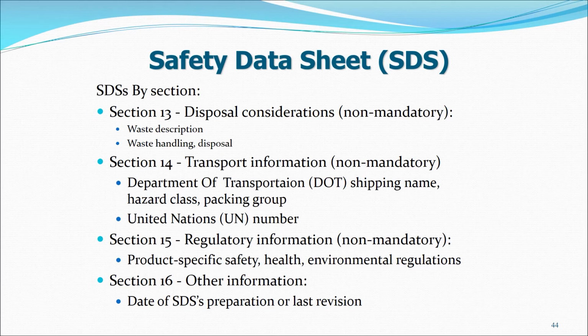Section 13, Disposal considerations, which is also non-mandatory, would include a description of waste residues and information on safe handling and disposal. Section 14, Transport information, also non-mandatory, would include the proper DOT shipping name, UN number, hazard class, and packing group. Section 15, Regulatory information, also non-mandatory, would include any product-specific safety, health, and environmental regulations. And Section 16, Other information, includes the date of preparation or last revision of the SDS.